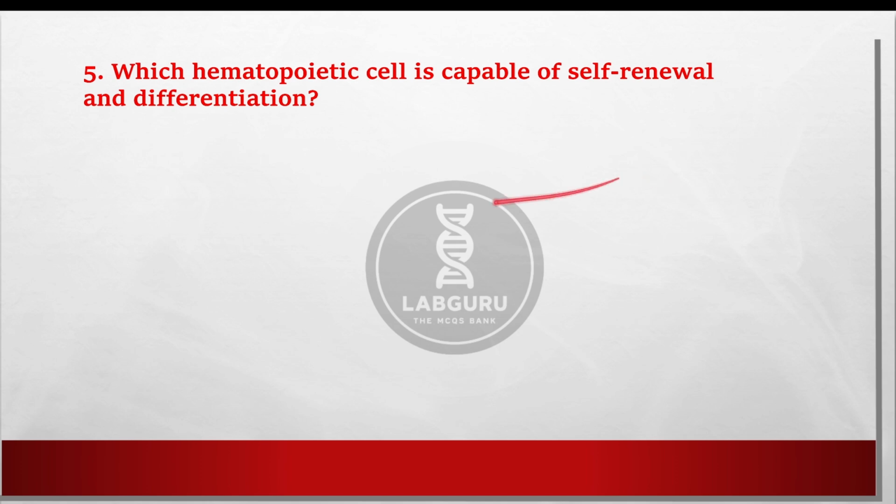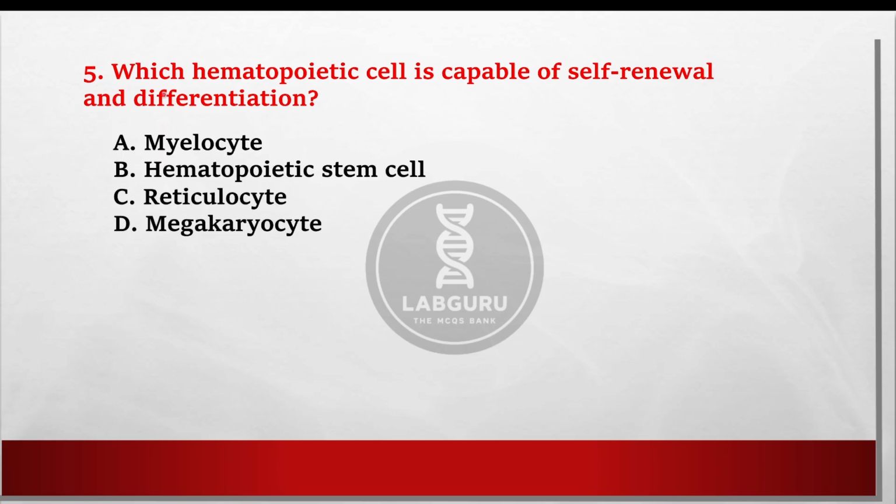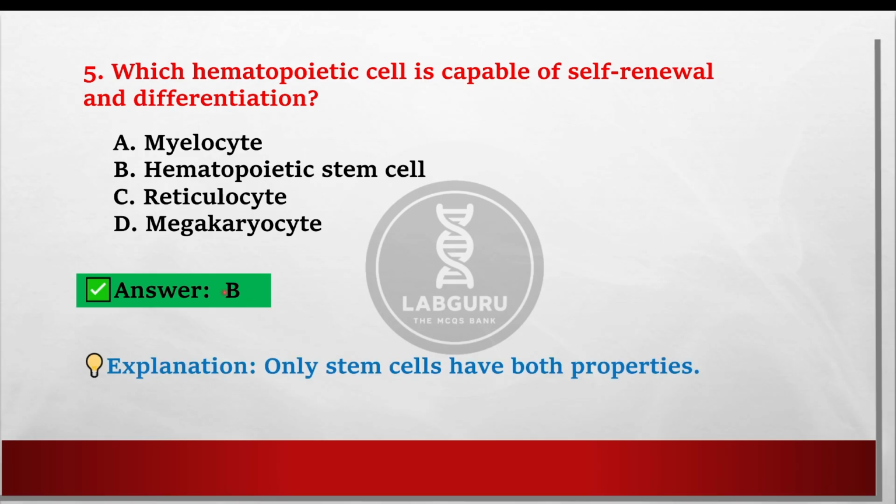Question number 5 is which hematopoietic cell is capable of self-renewal and differentiation? Our options are option A myelocyte, option B hematopoietic stem cells, option C reticulocytes, and option D is megakaryocytes. Here the right answer is option B, that is hematopoietic stem cells. Hematopoietic stem cells are the only cells which have both properties, that is self-renewal and also differentiation to other cells.